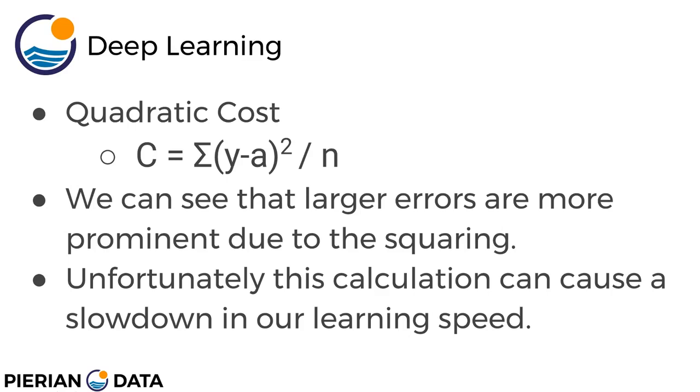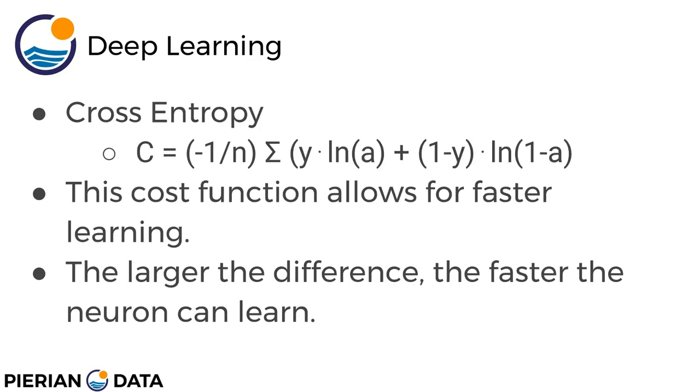Now, unfortunately, when you actually implement this quadratic cost function, this calculation can cause a slowdown in our learning speed due to the way that, formulaically, it actually works. So instead, we're going to be using cross entropy as our cost function. And this is defined in the following manner. We say negative 1 over n, and then we take the sum of y times the log of a plus 1 minus y times the log of 1 minus a. And this cost function allows for faster learning.